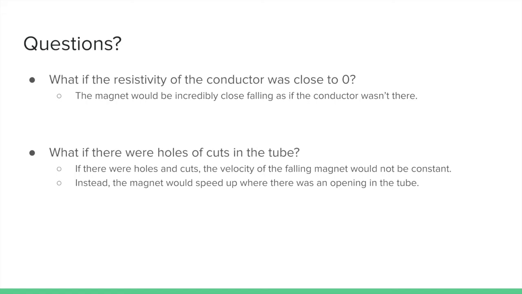Then, what if there were holes or cuts in the tube? If there were holes and cuts in the tube, the velocity of the falling magnet would not be constant. This will be evident in the next slide with the graphic of the code, but the cuts in the tube will allow the magnet to have no induced current for a brief amount of time, which will speed it up very slightly.